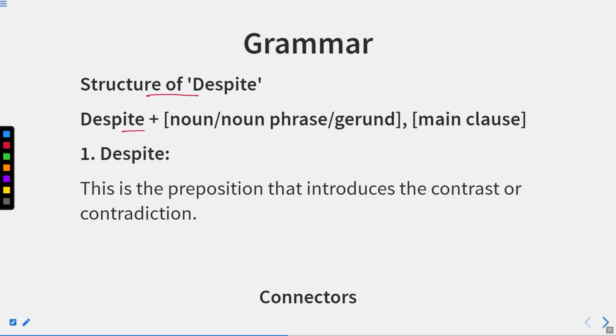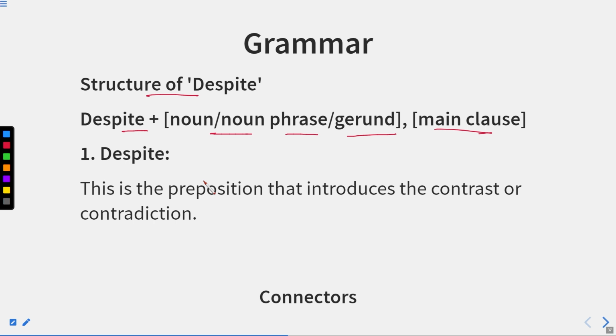Structure of despite: despite plus noun, noun phrase, or gerund. After that, we have a main clause. So this is just as with in spite of. We have the simple and straight structure, that is, after despite we have either a noun, a noun phrase, or a gerund, and another part which is the main clause. So the despite clause or in spite of clause should contain a noun, a noun phrase, or a gerund. Gerund means verb plus ing that behaves like a noun.